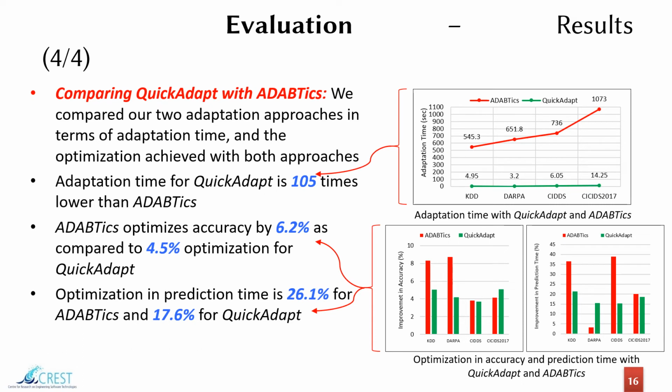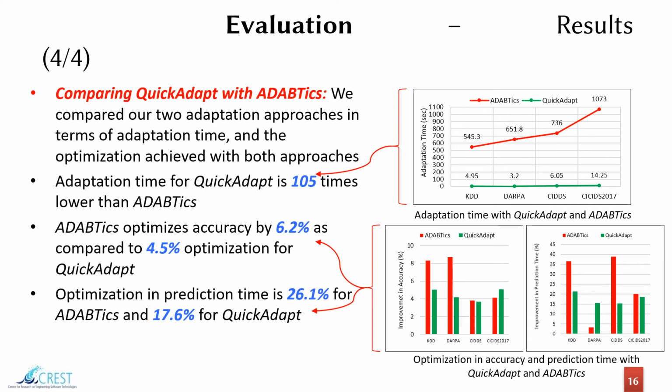Now we compare our approach QuickAdapt with the approach that we previously presented in ICSA that we called Adaptix. So the most important thing, as I mentioned about adaptation time, is that our approach QuickAdapt improves the adaptation time by 105 times as compared to the previous approach. You can see it in the figure in the top right corner.